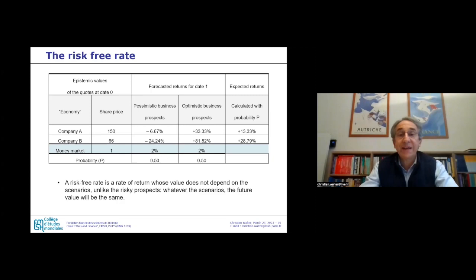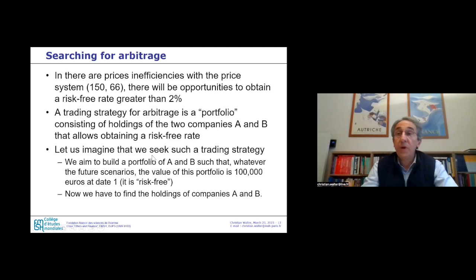So we are now trying to look for a given arbitrage. We are searching for arbitrage in this toy market. If there are price inefficiencies with the price system 150 and 66, in this case, hence, there will be opportunities to obtain a risk-free rate greater than 2%. So what we are going to do is to try to find a portfolio, an asset allocation between A and B. That means holdings of the two companies A and B that allow us to obtain a risk-free rate.